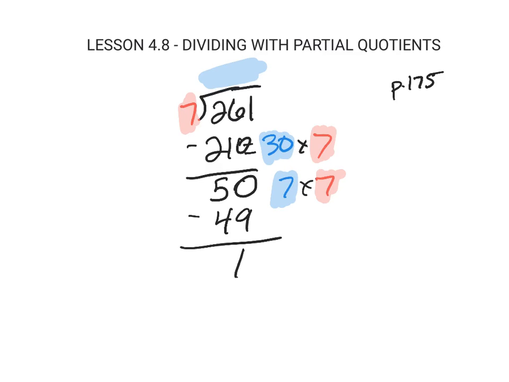So I'm done, right? I'm going to circle that. There you go. And that's my remainder. Remember, if I have 261 of something, I'm making groups of 7. How many groups can I make? Well, let's start by adding up our partial quotients. 30 plus 7 gets me 37.